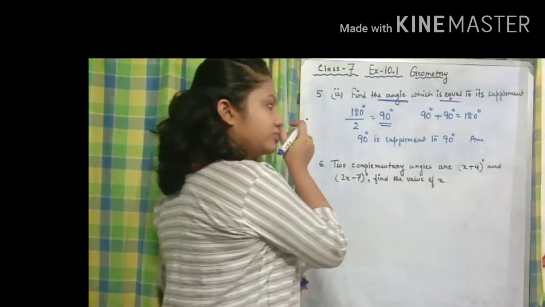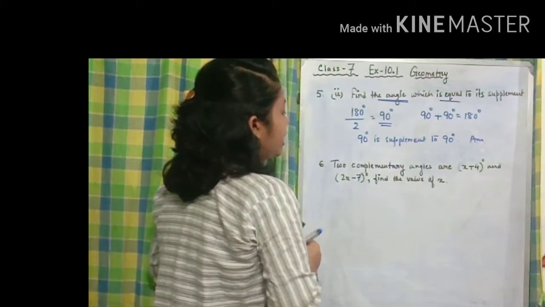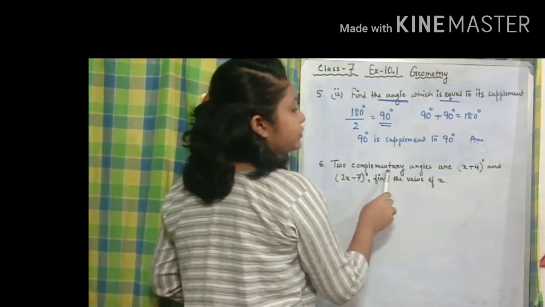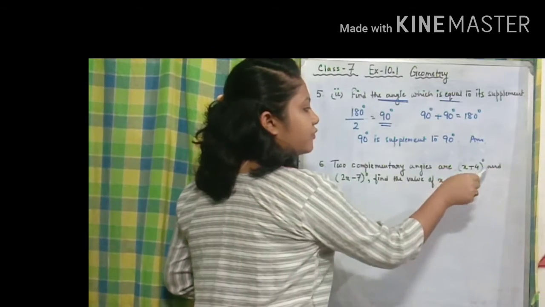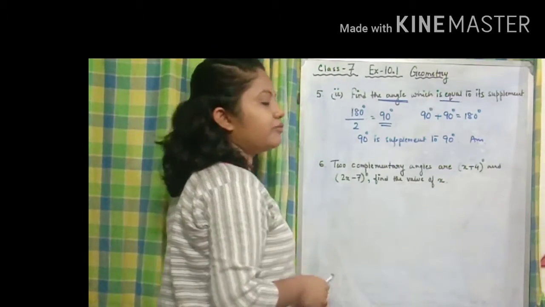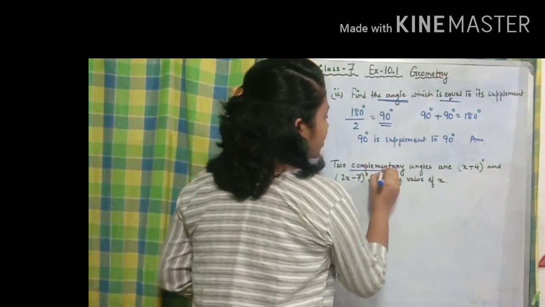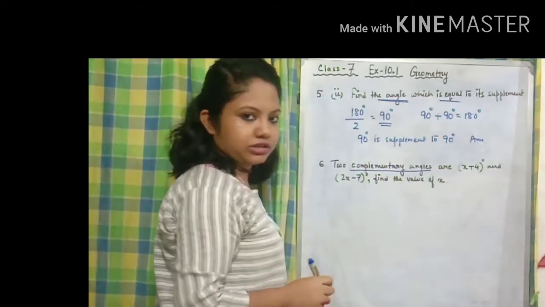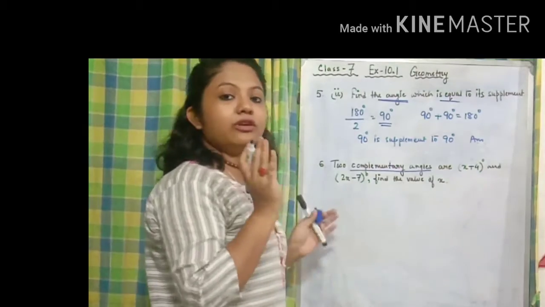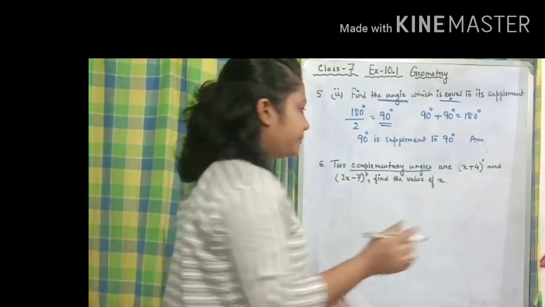Alright, now coming to the next one, number 6, where it has been asked: two complementary angles are x plus 4 degree and 2x minus 7 degree. Find the value of x. Now here, first of all, these two angles are complementary angles. So what will be the first criteria? The summation of two angles should be 90 degree.